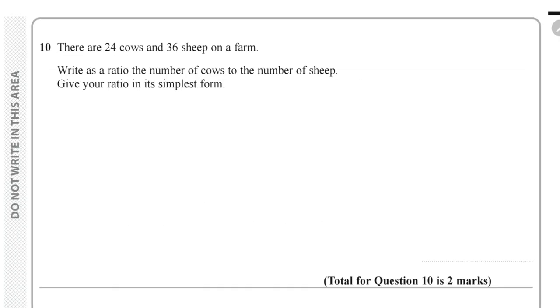Now, this is a very simple question, very straightforward. There are 24 cows and 36 sheep on a farm. So we should write the ratio of the number of cows to the number of sheep. Now you have to be very careful so that you will not mix this up. So cows ratio sheep. And we know cows is 24, then sheep is 36.